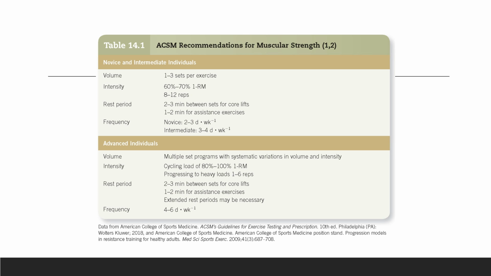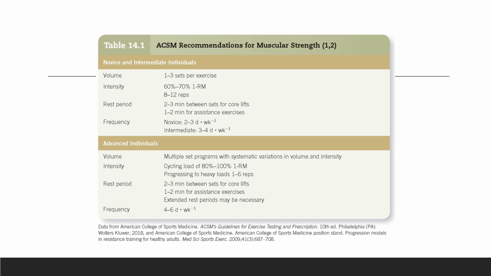For a novice, it is going to be 2 to 3 days per week, with intermediate being 3 to 4 days per week. The rest period for muscular strength is 2 to 3 minutes between sets for core lifts and 1 to 2 minutes for assistance exercises. And the intensity is 60 to 70% of the 1RM at about 8 to 12 reps.